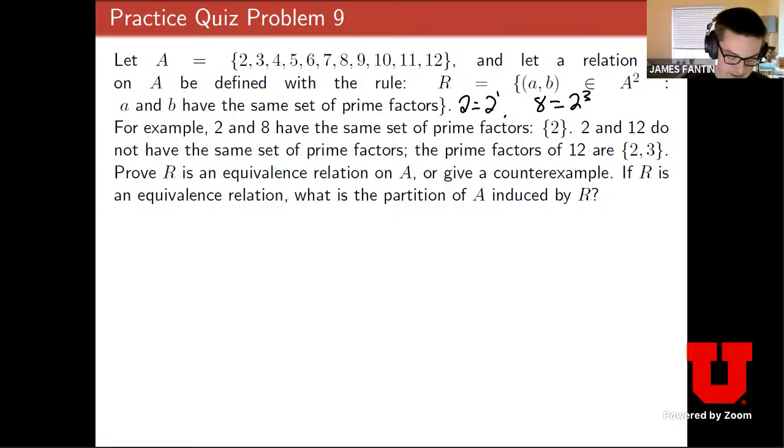And then 2 and 12 do not have the same set of prime factors. Why? Well, 2 is equal to 2 to the first, but 12 is equal to 2 squared times 3 to the first. And so the set of its prime factors is the set {2, 3}. And then we want to prove that this is an equivalence relation, or give a counterexample if it's not. And if it is, we need to figure out what the partition is. And then somebody has a question: is A squared what we think? So A squared is the same as just A cross A, a little shorthand if you're looking at the same set.